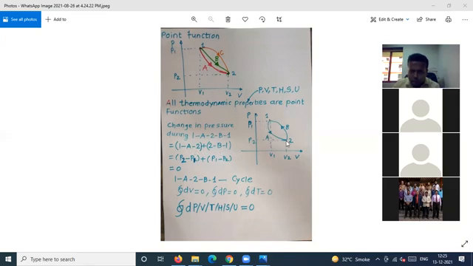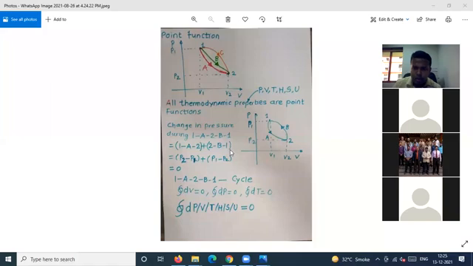Now see, what is the change in pressure during 1A2? During 1A2, the initial pressure was P1, final pressure was P2. So change in pressure was P2 minus P1, right? Final state minus initial state. Next, what is the change in pressure during 2B1? Final pressure, that is P1, minus initial pressure, that is P2. So that is written as P1 minus P2. Is that okay or not? Let me know.